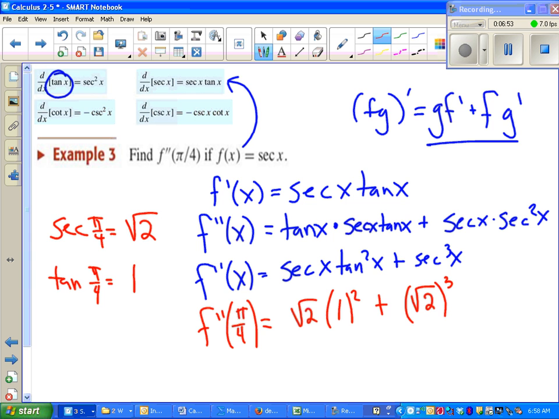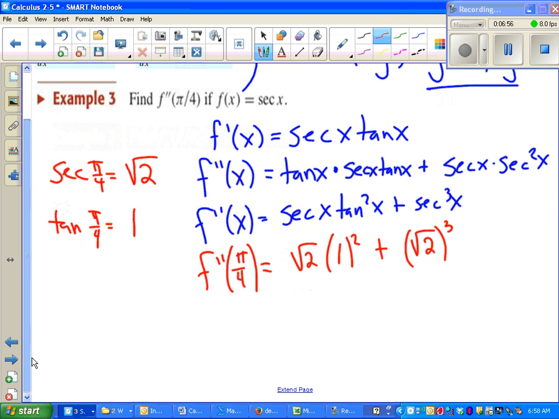So we have to clean this up. Looks like we have square root of 2 plus 2 square root of 2, which simplifies to 3 square root of 2. Done.